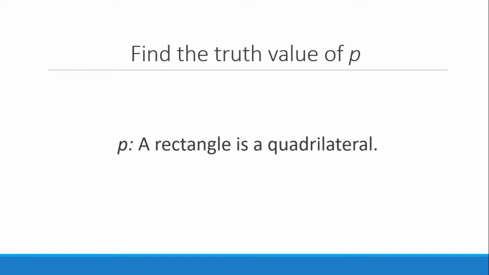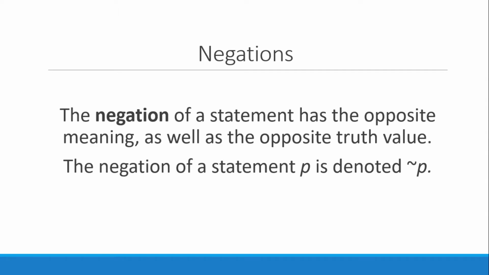Find the truth value of the statement P. A rectangle is a quadrilateral. Is this a true statement? Is this T or is this F? Well, I hope you said T, because yes, that is true. Now negation means to cancel. You have a statement, it's the opposite meaning, as well as the opposite truth value.